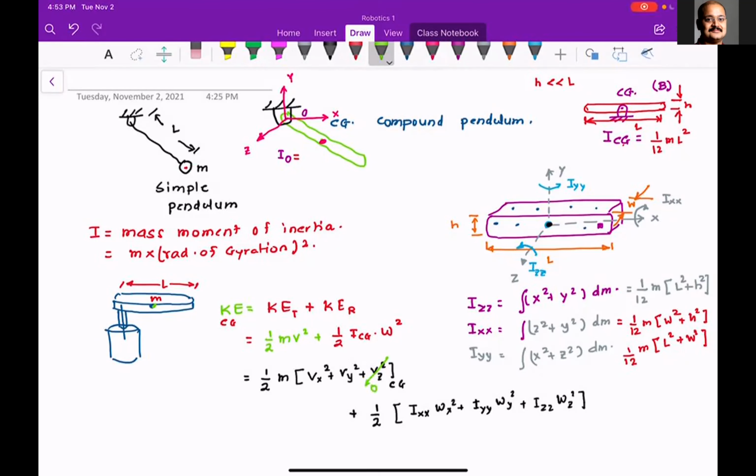Okay. Now let's look at the next line. Ixx. Now this pendulum is supposed to swing like this. So it's going to just swing in the XY plane. Can you see that my omega x, which is the rotation about x-axis, is 0? So this is going to be 0. What about rotation about y-axis? 0.